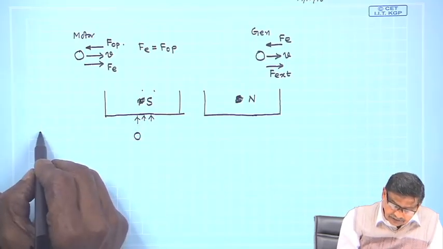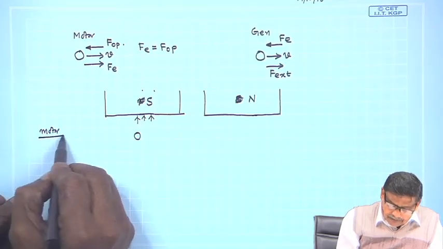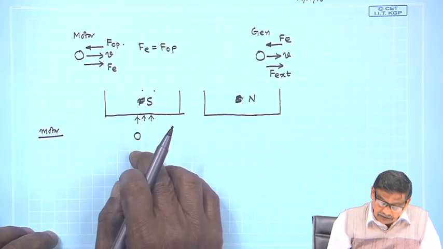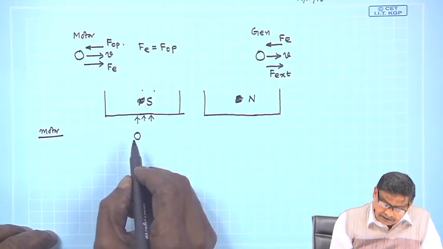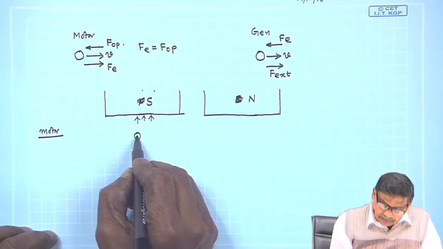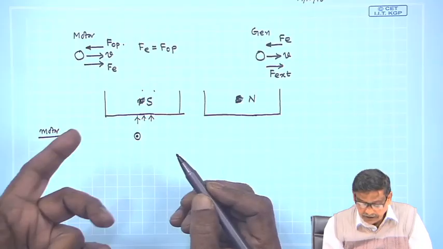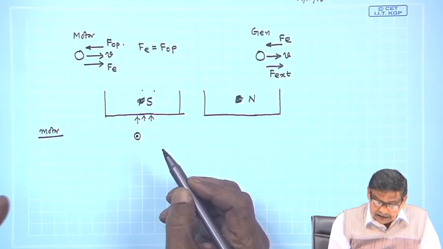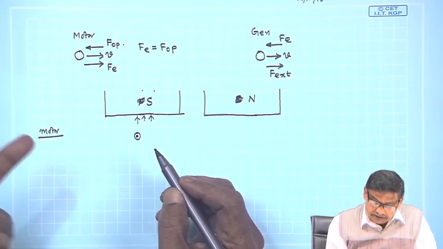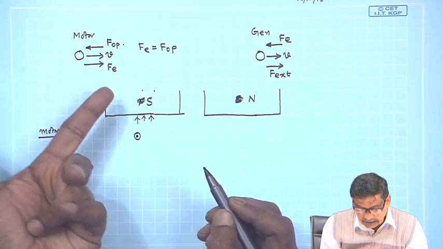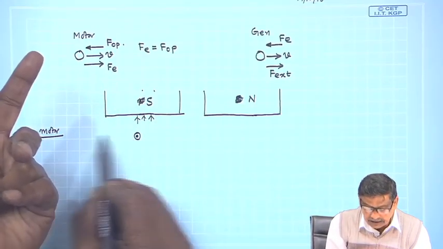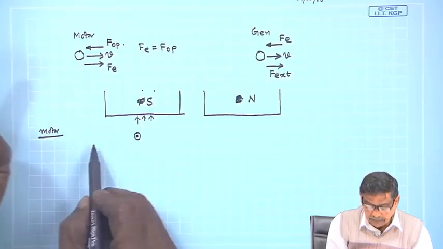Suppose let us consider motor mode. That means I am injecting some current into the conductor, and let the direction of the current be dot. If it is dot and it is south, the conductor will start moving. This is B, this is I. You have to assume the left hand rule, and the conductor will start moving in this direction if it is motor mode.